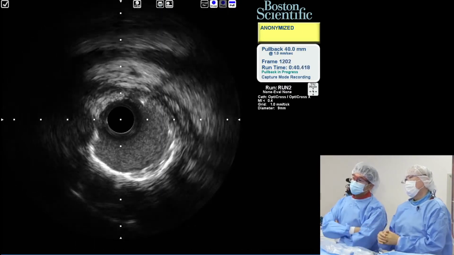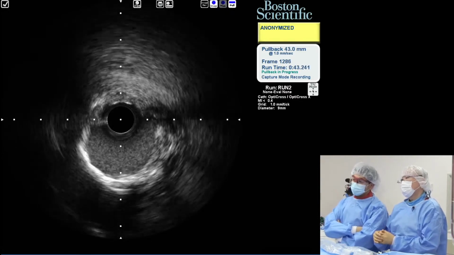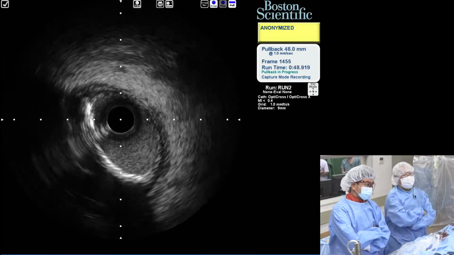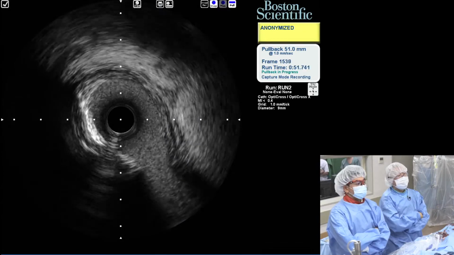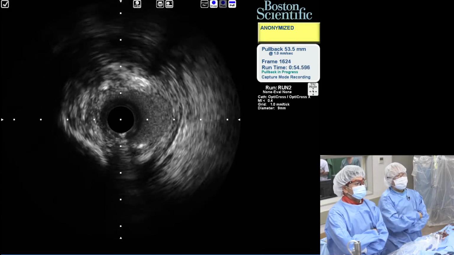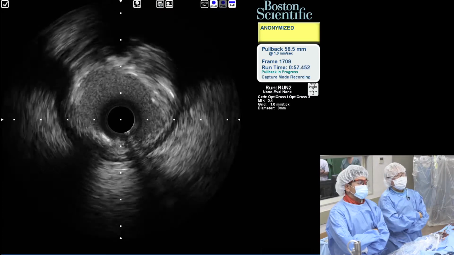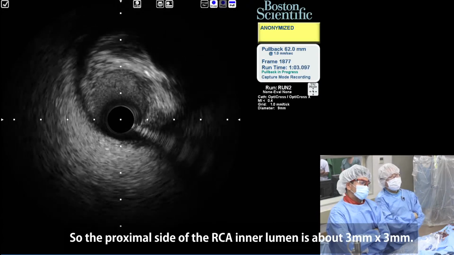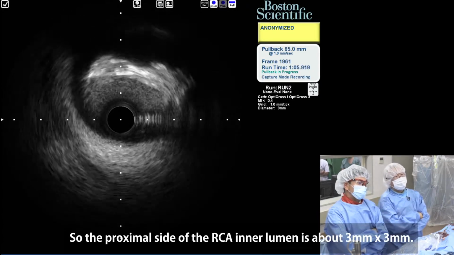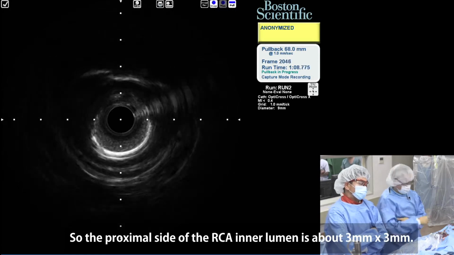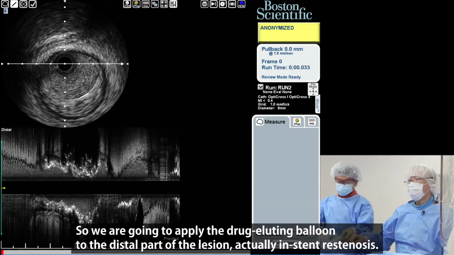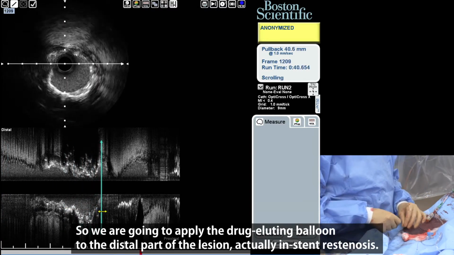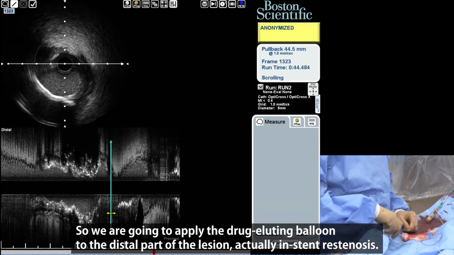So the proximal side of the RCA is about 3.5. Inner lumen was about 3 by 3 millimeters. So we are going to apply the drug-eluting balloon to the distal part of the lesion.